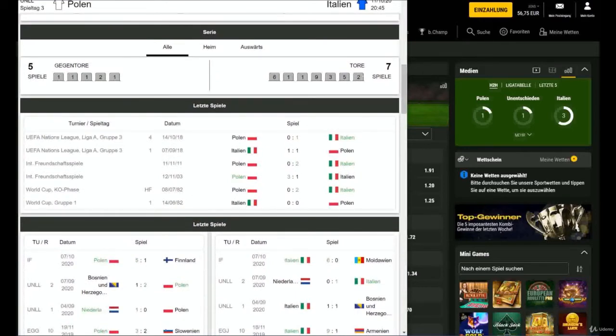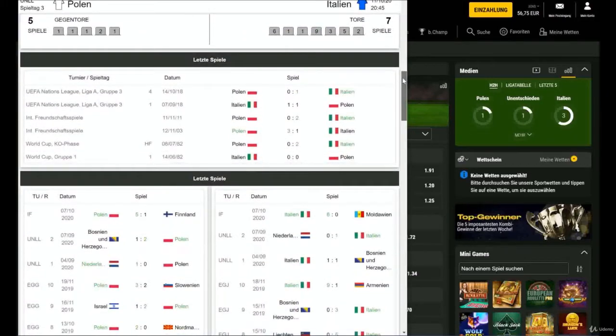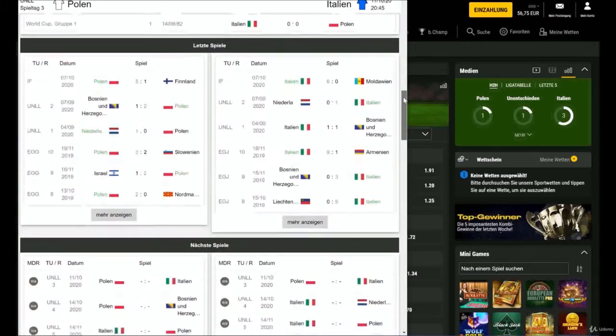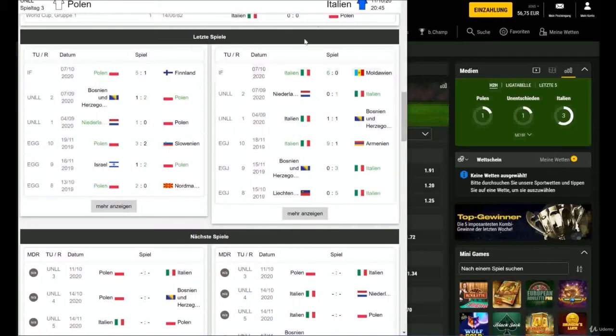Here are the goals scored in the last matchups and the last games. You know, it's been 2 years since they last faced each other, so it's not that important of a statistic. 2 years in nationals could be a pretty long time. Okay, Italy won 6-0 against Moldavia. Poland won 5-1 against Finland a couple days back.